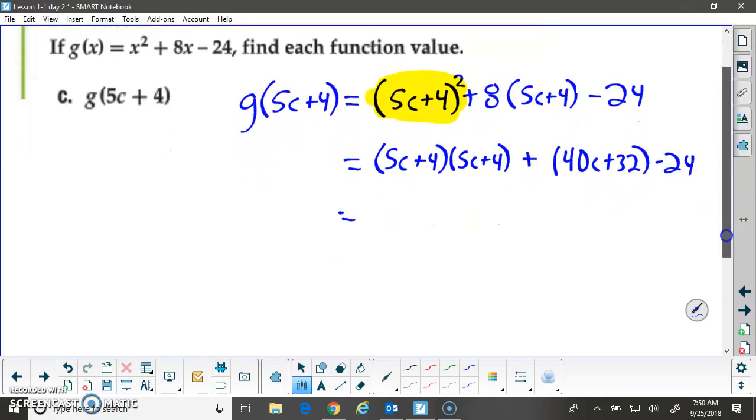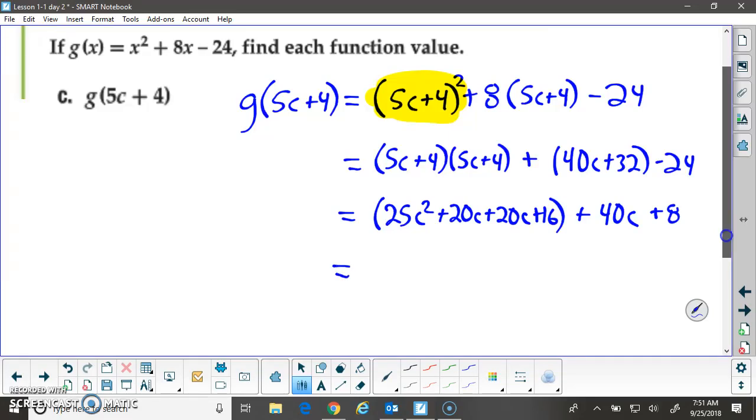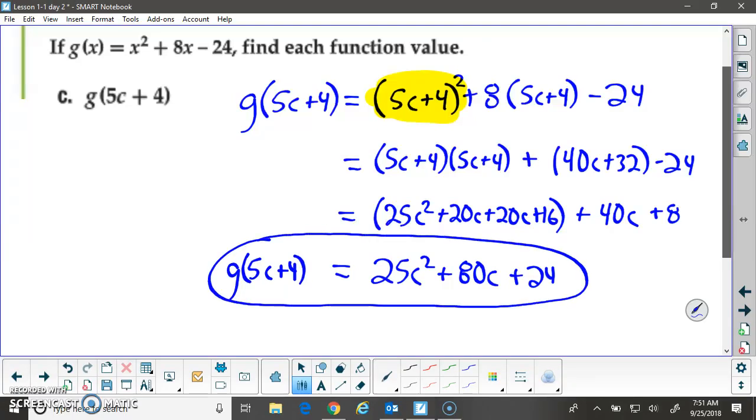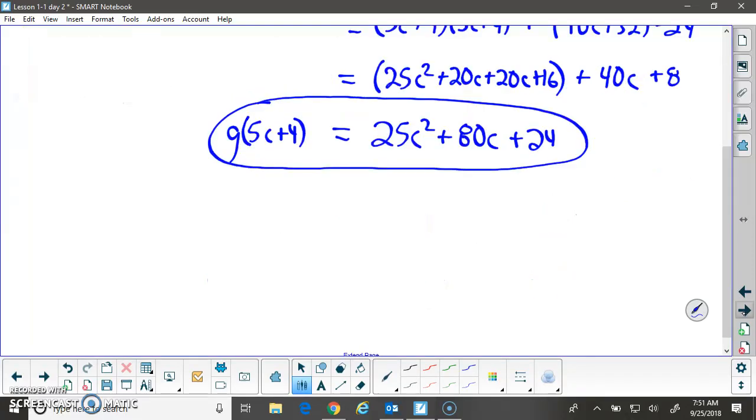So now we get to the foiling part. And we'll do some simplification with that, as well as the rest of it here. We get 40c plus 8. Now if you combine all of your like terms, you get 25c squared plus 80c plus 24. So when the input is 5c plus 4, the output is 25c squared plus 80c plus 24. So that's just evaluating a function.